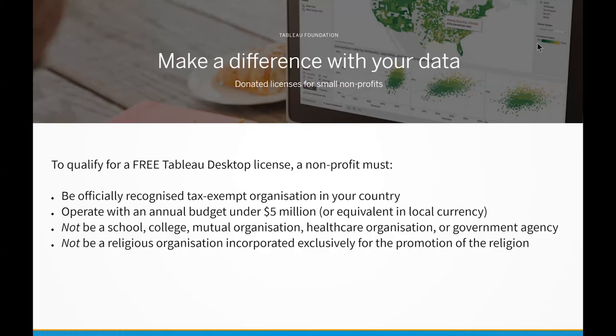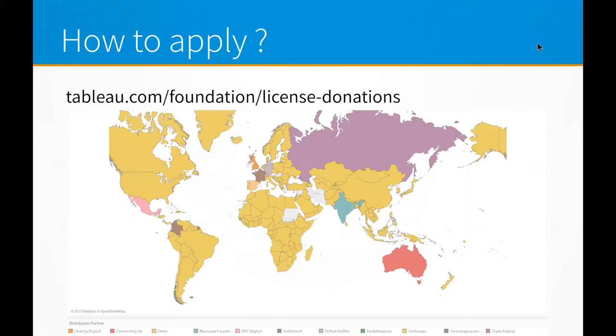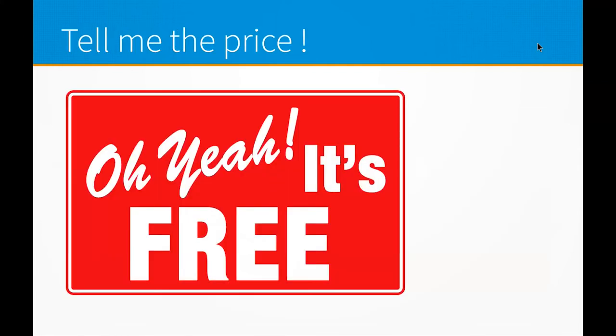If you want to apply for a license, you go to tableau.com/foundation/license-donations, and that's all linked through the site, so you can find it as well. This is the map of which country you're in and what sort of distribution partner you have to go through. In Australia, we'd be going through a firm called Connecting Up. For most of the rest of the world, you go through TechSoup. It just depends on where you are. Again, all the details are on the site. You follow the bouncing ball, choose your country, and it will point you through to the right place. And yes, it's free.